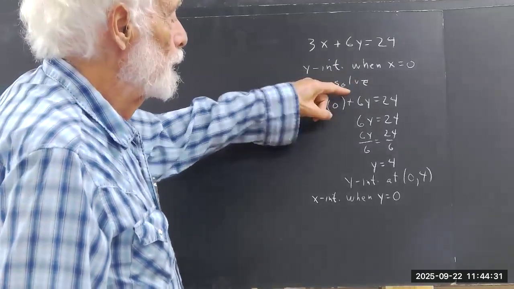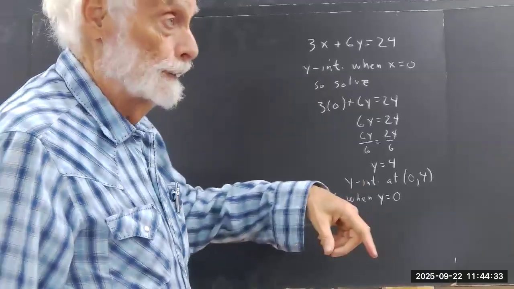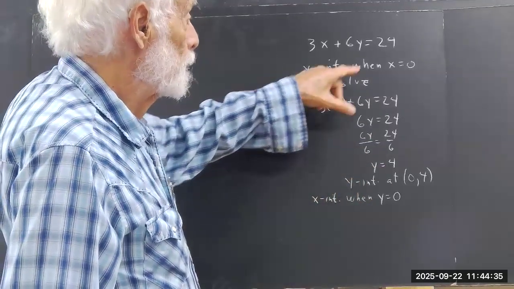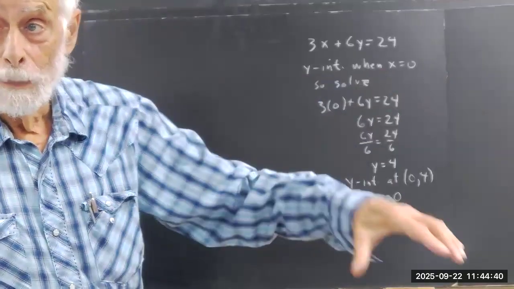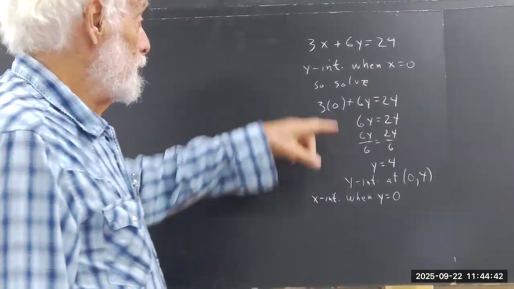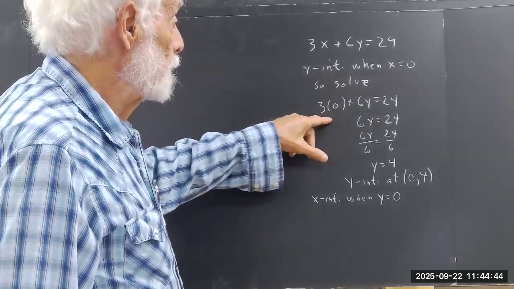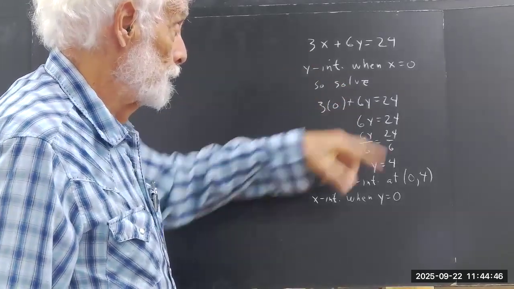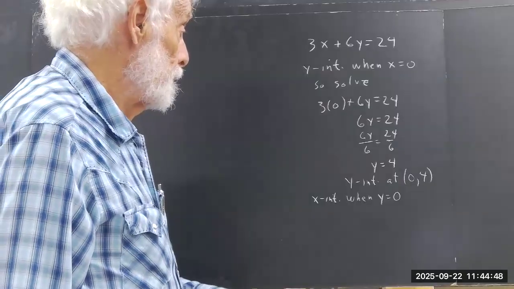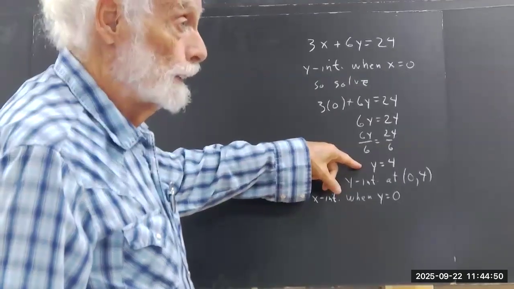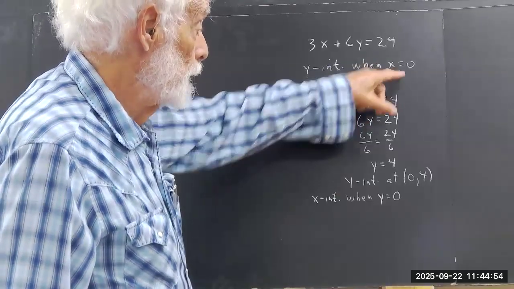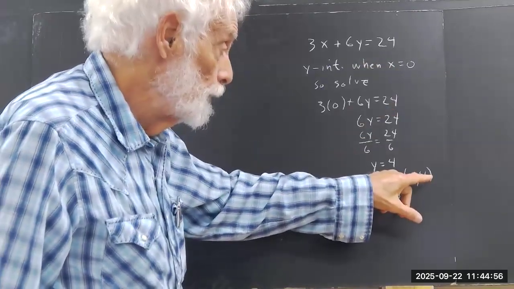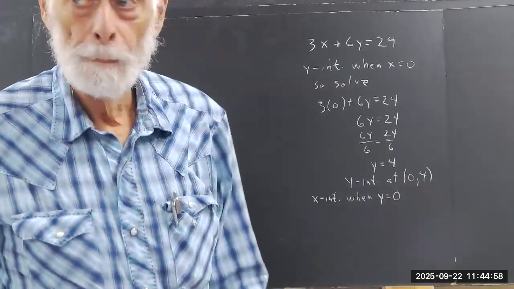I still have words that indicate the logic. This occurs when x equals 0, okay? That's a statement that tells you something about the y-intercept. So we're going to solve the equation that we get when we plug in x equals 0. And that's going to give us a value of y. So now we have a value of x, which we assume to be 0, and a value of y, which we found to be 4.